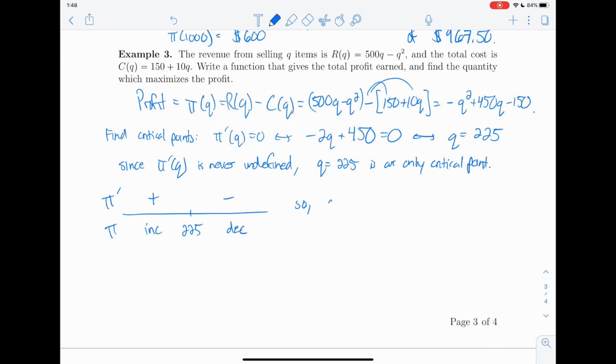So what this concludes is that q equals 225. Not only is it a local max, but since there's no endpoints to consider, we know that 225 produces maximum profit. So again, it's more or less the same exact process.